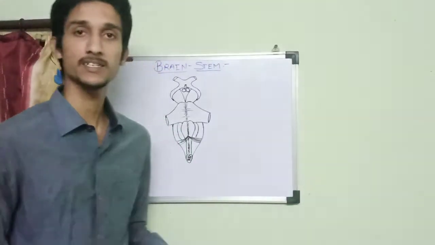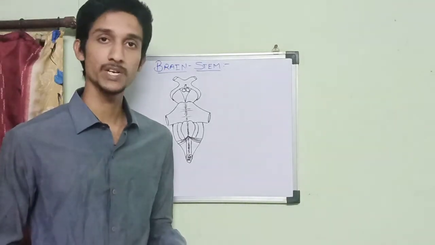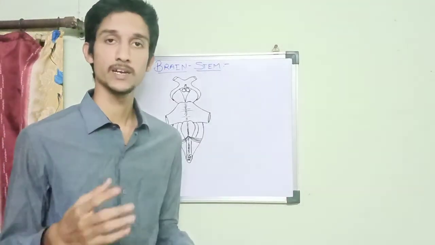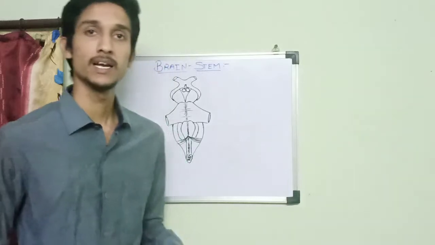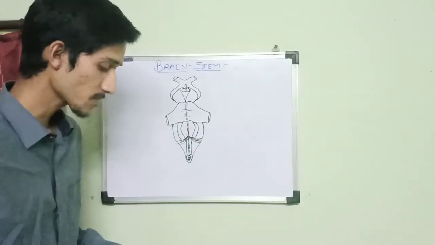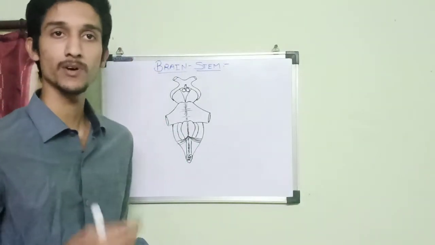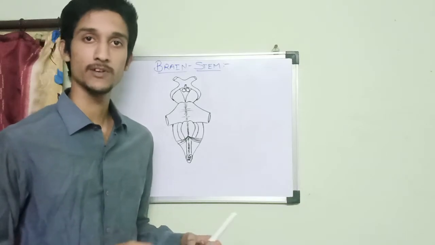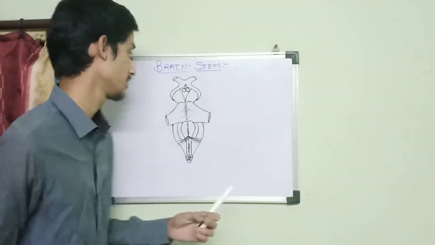So good evening friends, let's continue with our subject neuroanatomy. Today we will be dealing with the origin of cranial nerves, the exact origin of cranial nerve and different parts of the brainstem. As we know, brainstem is made up of three parts, the midbrain, medulla oblongata and the pons.